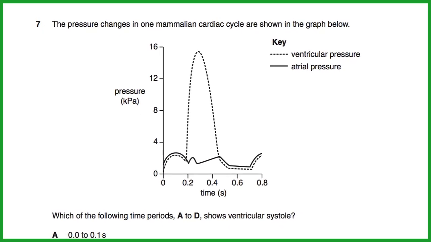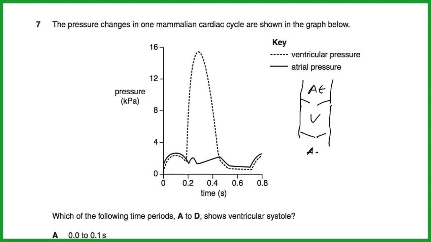Now on to the pressure changes in a mammalian cardiac cycle. Remember, when you're looking at this sort of graph, you've got atrium, then a valve, then ventricle, then a valve, and then the aorta. Remember that valves are pushed open by the flow of blood, and they're pushed closed by the flow of blood, not that they open and allow the flow of blood through them. Remember that blood will flow from a higher pressure to a lower pressure.